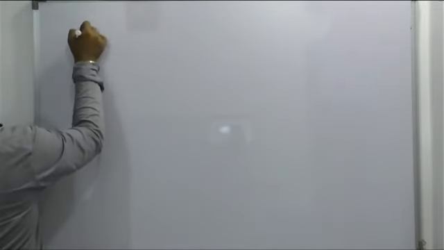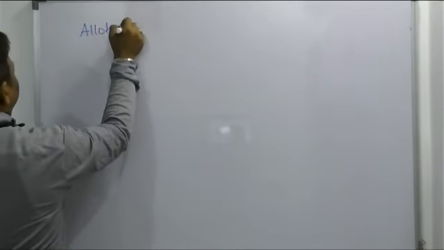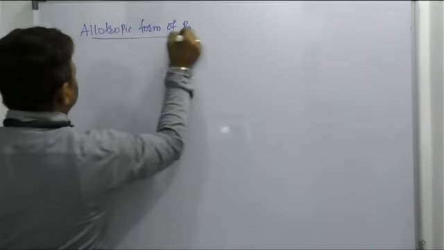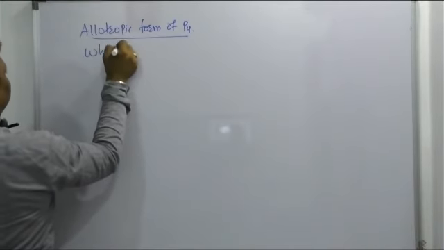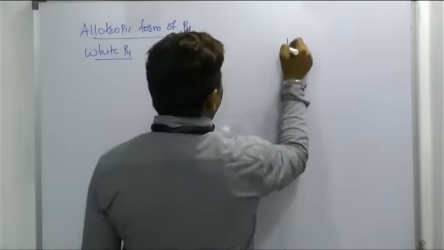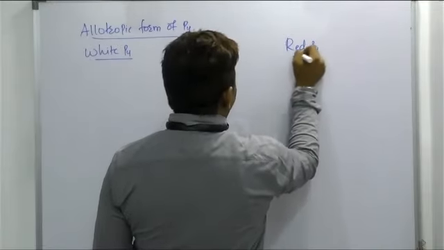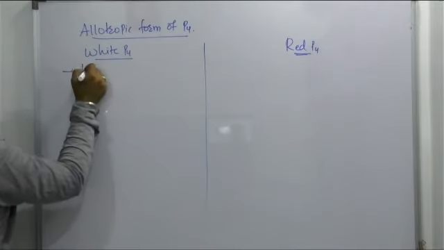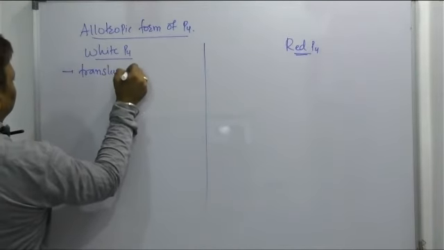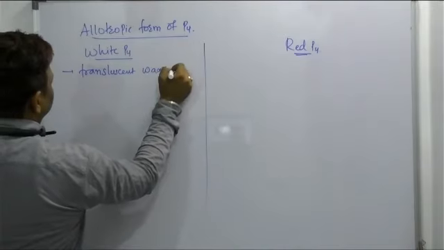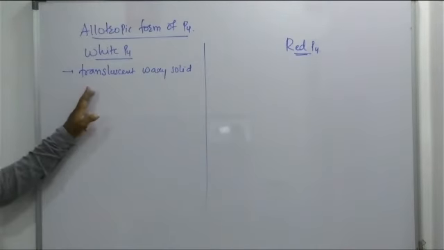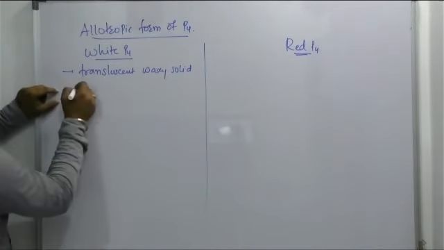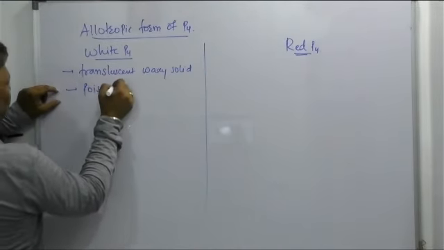Now beta, we'll see the allotropic forms of phosphorus. Phosphorus has two allotropic forms: one is white phosphorus and the other is red phosphorus. White phosphorus is a translucent white waxy solid. It is poisonous in nature but insoluble in water.